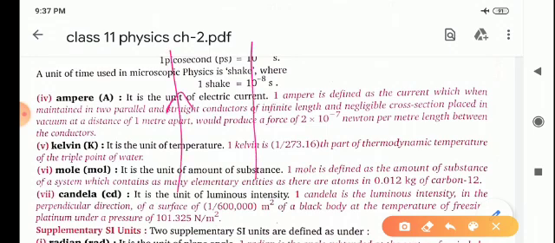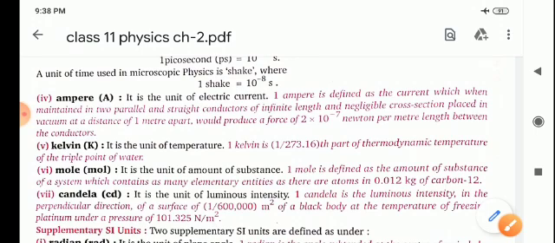Consider parallel conductors: if the currents are in the same direction, they repel each other, and if the directions are different, they attract each other. At 1 meter apart, it would produce a force of 2 into 10 power minus 7 Newton per meter length between the conductors.